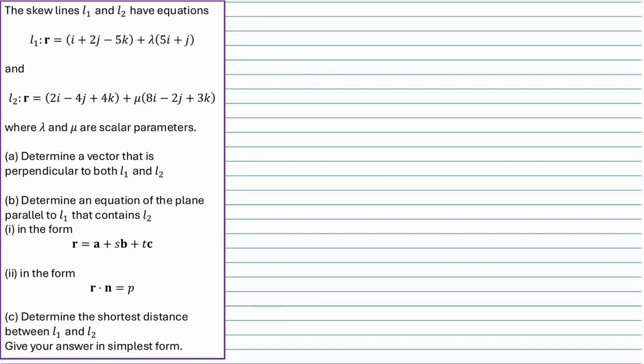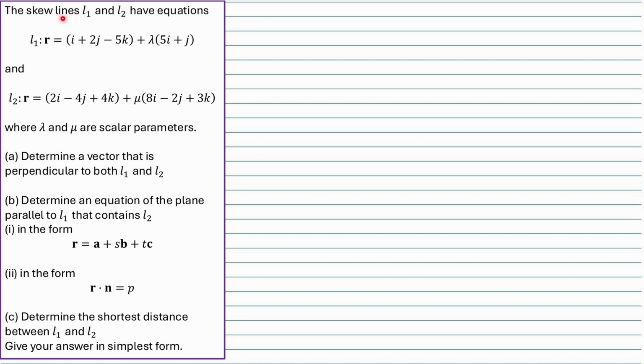Hi everybody. So here we've got a past exam question in Core Pure 1 on vectors. We're going to look at the equations of a line and the equation of a plane and the shortest distance between two skew lines. If you want to work along with me, you can download a copy of this PDF from my website. I'll leave a link in the description below.